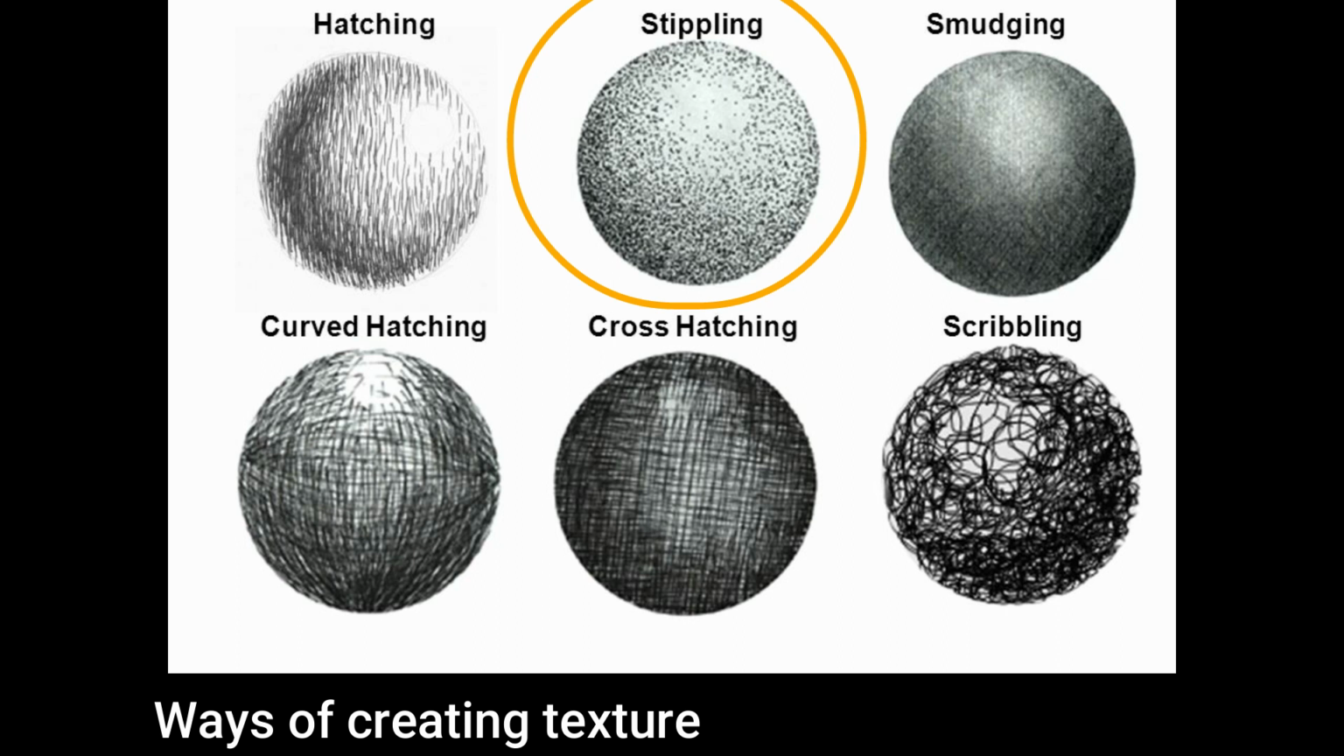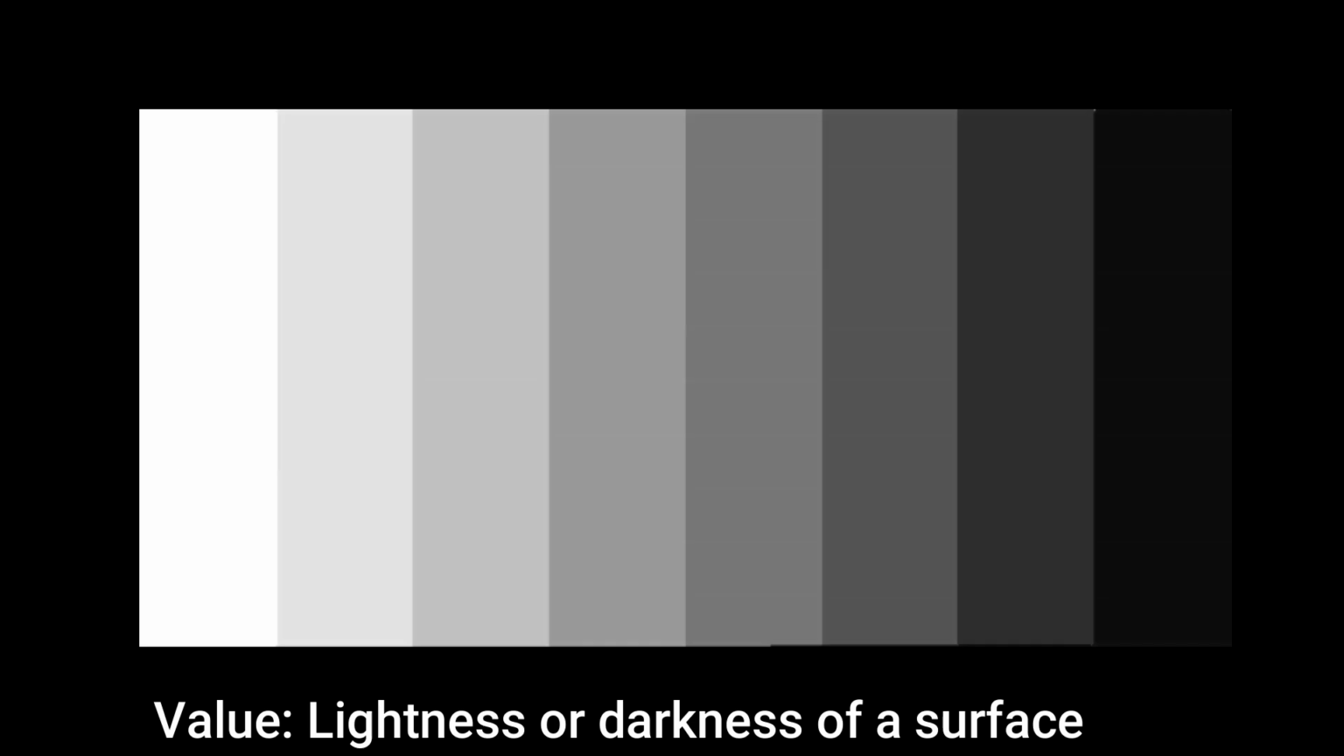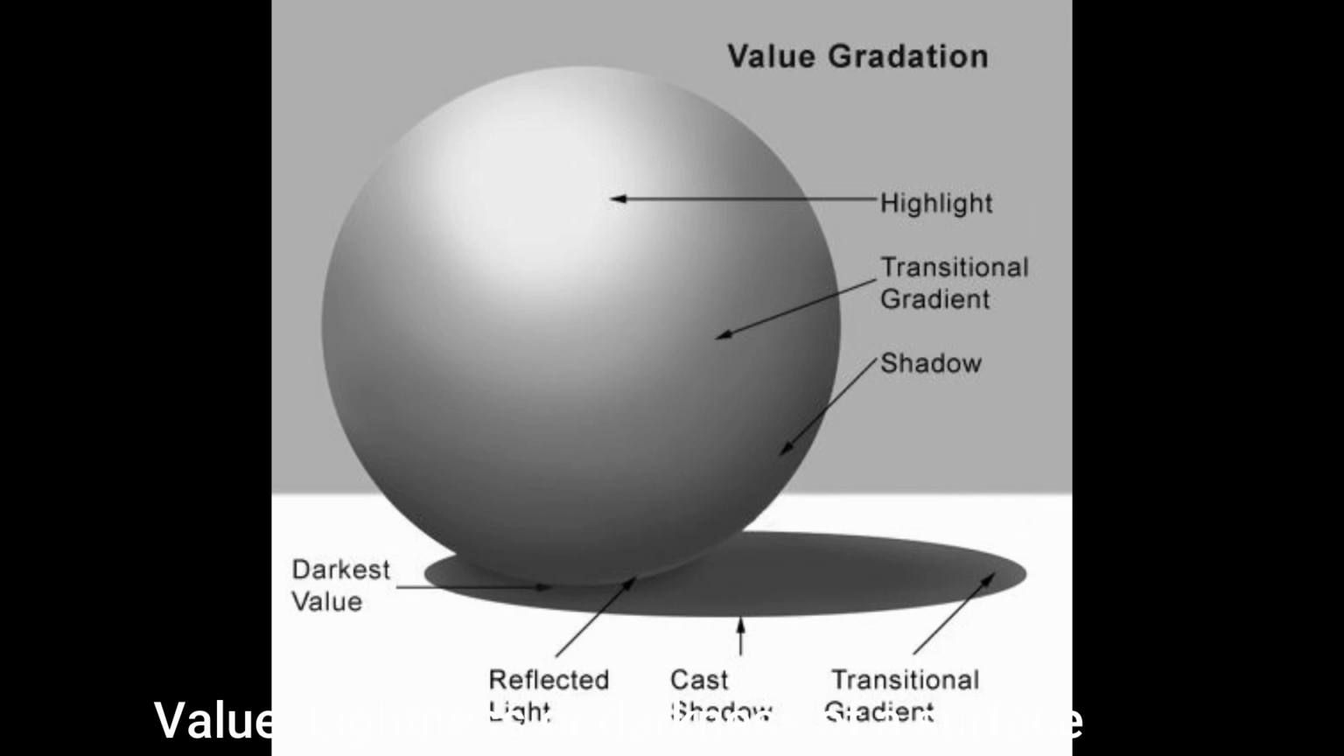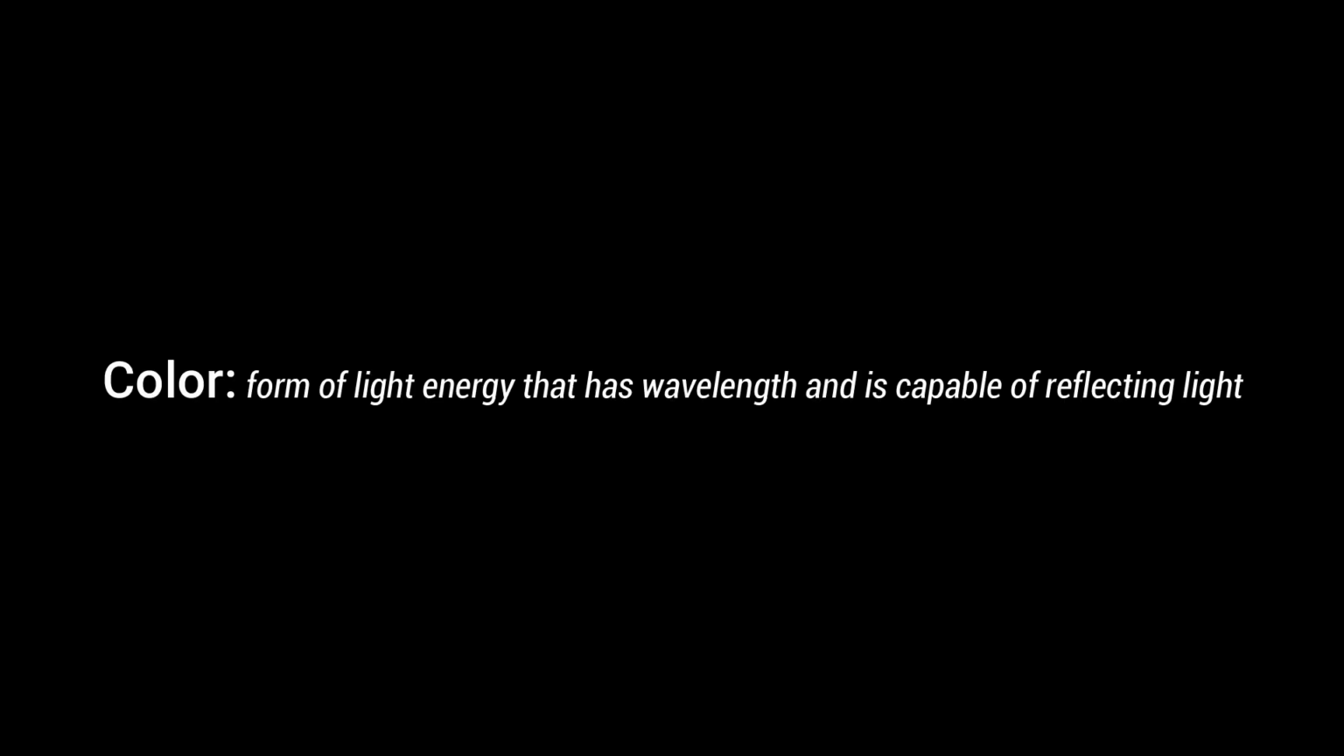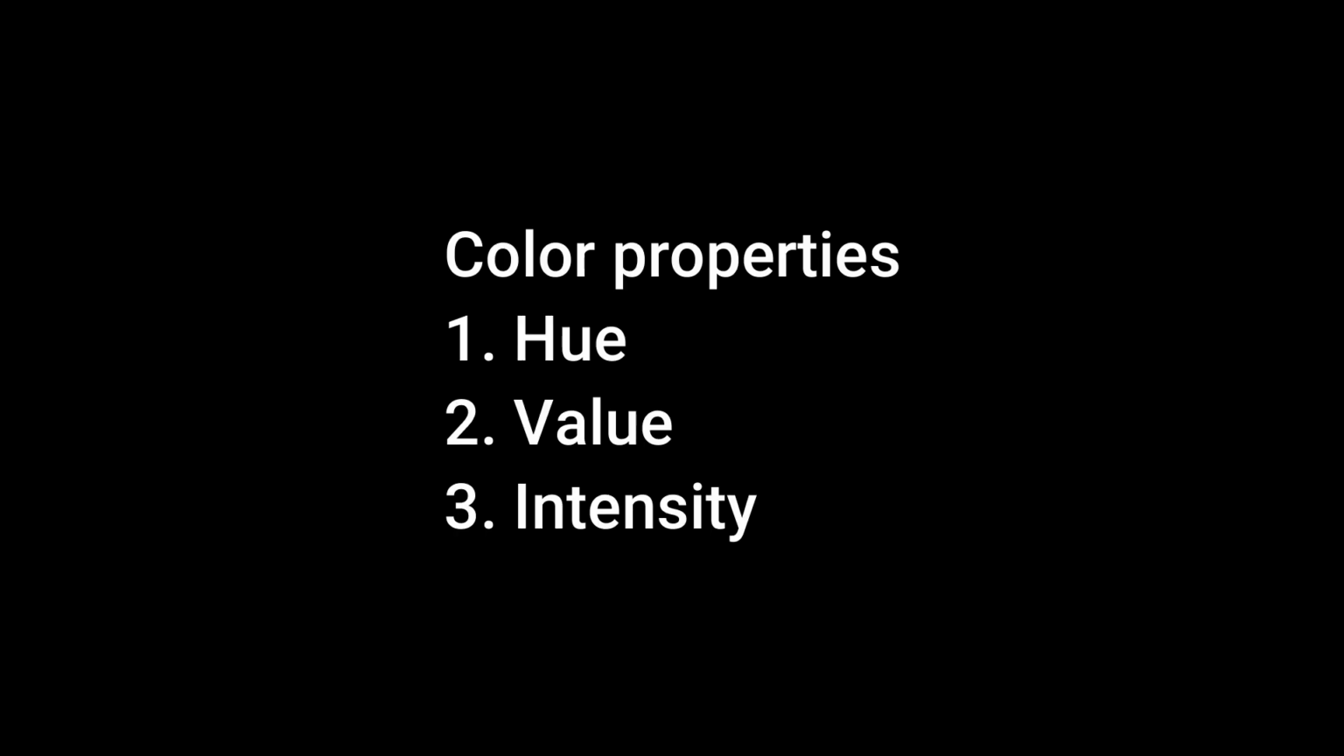to create rough texture. Value is the lightness or darkness of an object or surface, and it is mainly used to show depth or define a form. Color is the last main element of art and design, and this is a form of light energy that has wavelength and reflects light. It has three main properties: value, intensity, and hue.